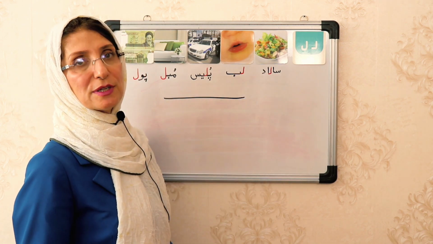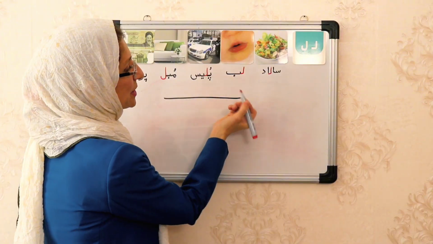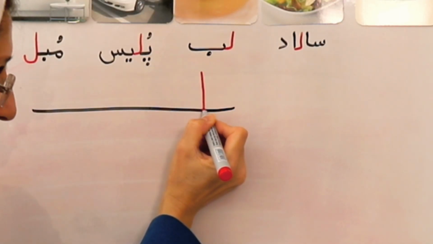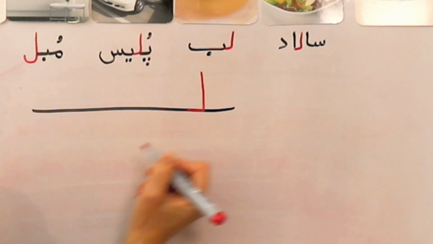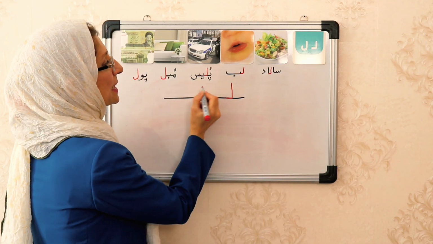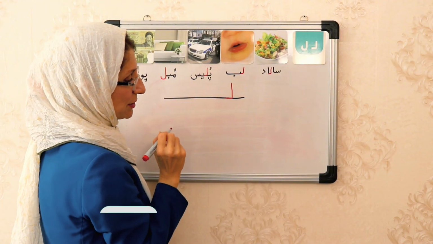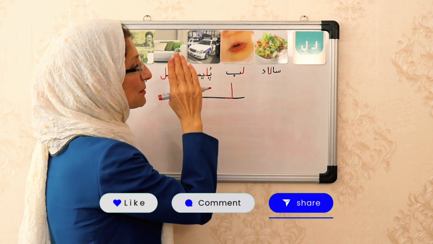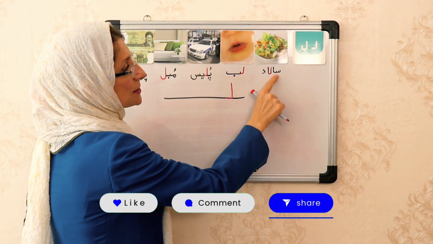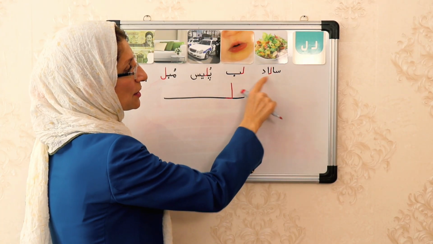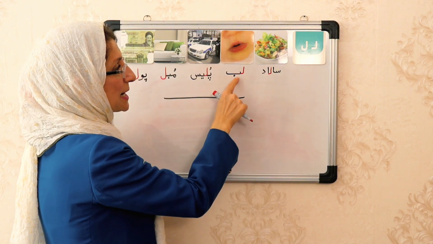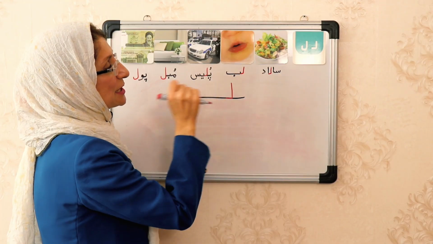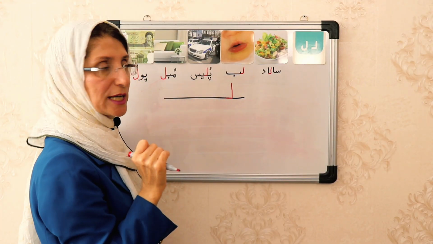Let's see how we write le. Look at here. We start up to bottom, come to the line and continue on the line. Le. This le, as I told you, is in the initial and in the middle position. Salad. You see, le in the middle in salad, but lab, lips, at the beginning and in the initial position.